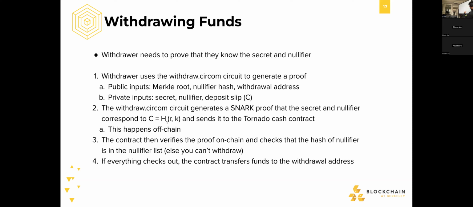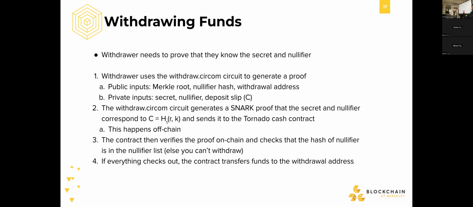So essentially what you do is use the Circom circuit that is in the Tornado Cash repository to generate a SNARK proof. And how does that happen? Well, there is a withdraw.circom circuit in the Tornado Cash contract. And the withdrawer calls it using a certain set of inputs. There are two different sorts of inputs: public inputs and private inputs.